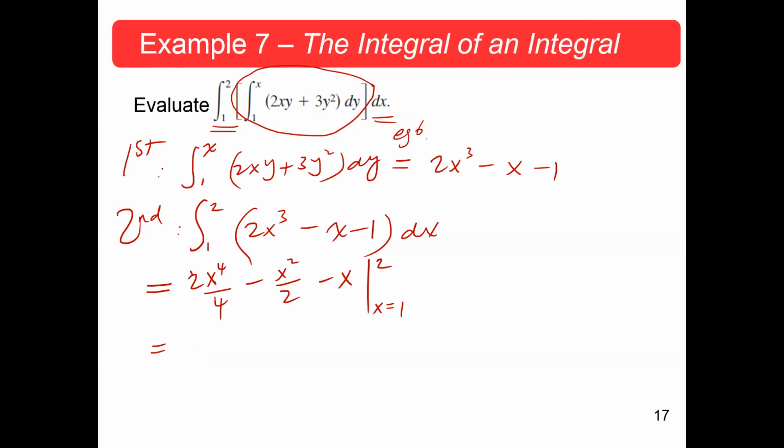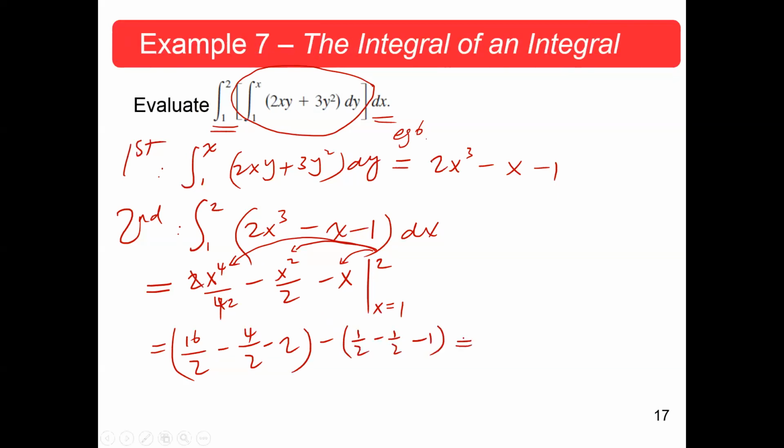So 2 and 4 can be reduced to be x to the 4th over 2 minus x squared over 2 minus x. Plug 2 in everywhere for x. We got 16 over 2 minus 4 over 2 minus 2. And then plug 1 in. 1/2 minus 1/2 minus 1.